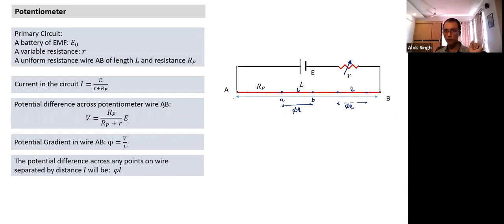So for calculation of potential gradient, calculate current, calculate potential difference, divide by length, and we get the potential gradient. Once we have the potential gradient in the wire, we can find the potential difference between any 2 points if the distance between them is known. Potential difference is equal to phi into the distance between any 2 points on the potentiometer wire. So once we have the potential gradient, we can find the potential difference between any 2 points separated by distance L on the potentiometer wire.